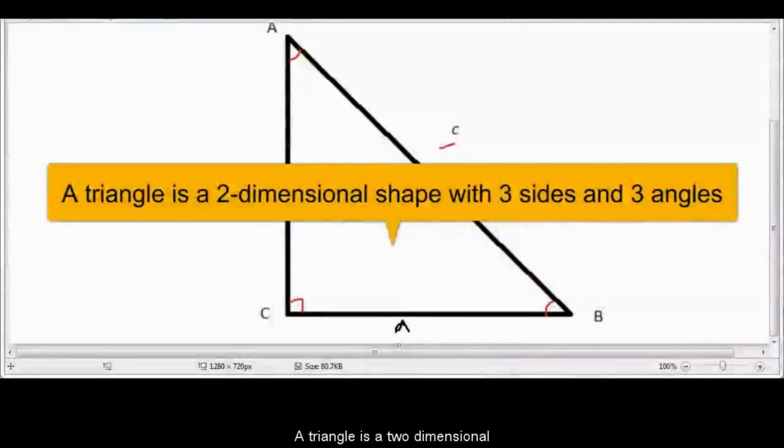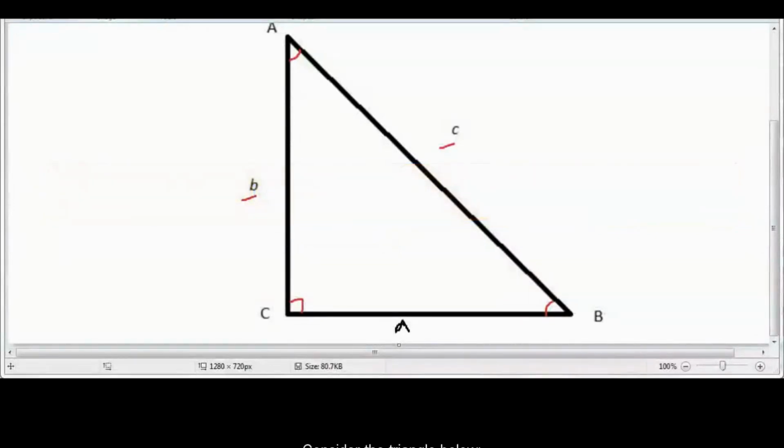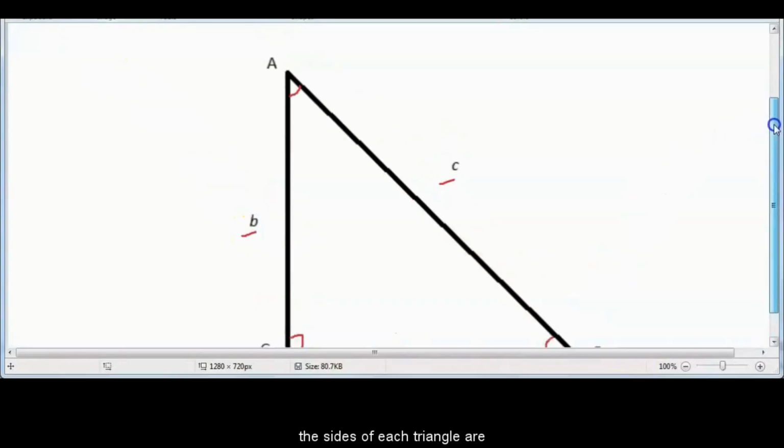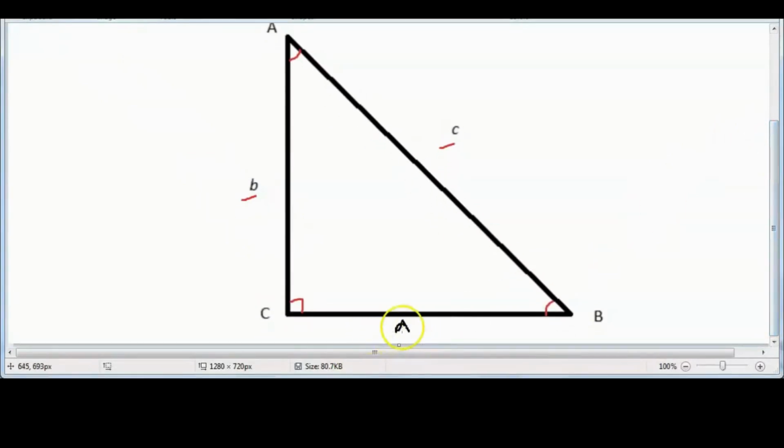A triangle is a two-dimensional shape with 3 sides and 3 angles. Consider the triangle below. The sides of this triangle are indicated by lowercase letters. This is side a, this is side b, and this is side c.